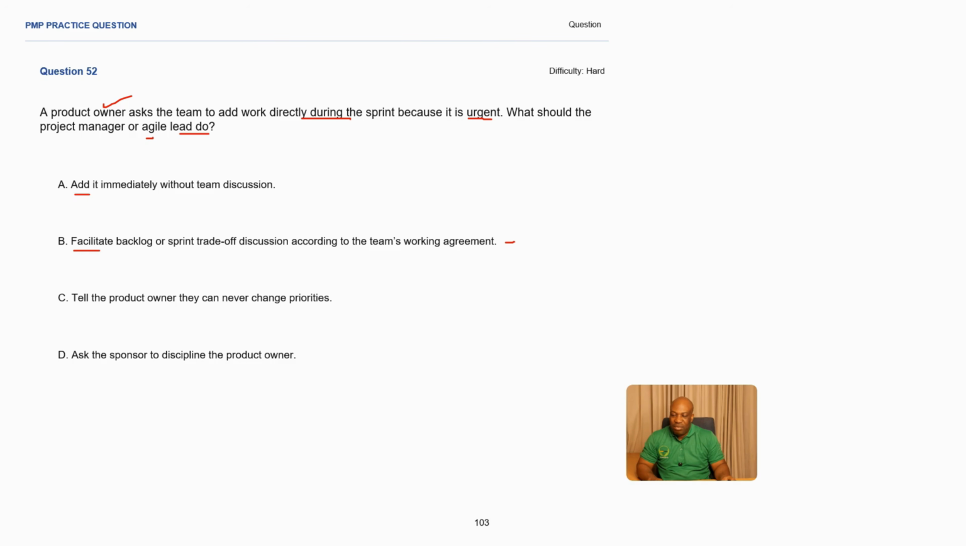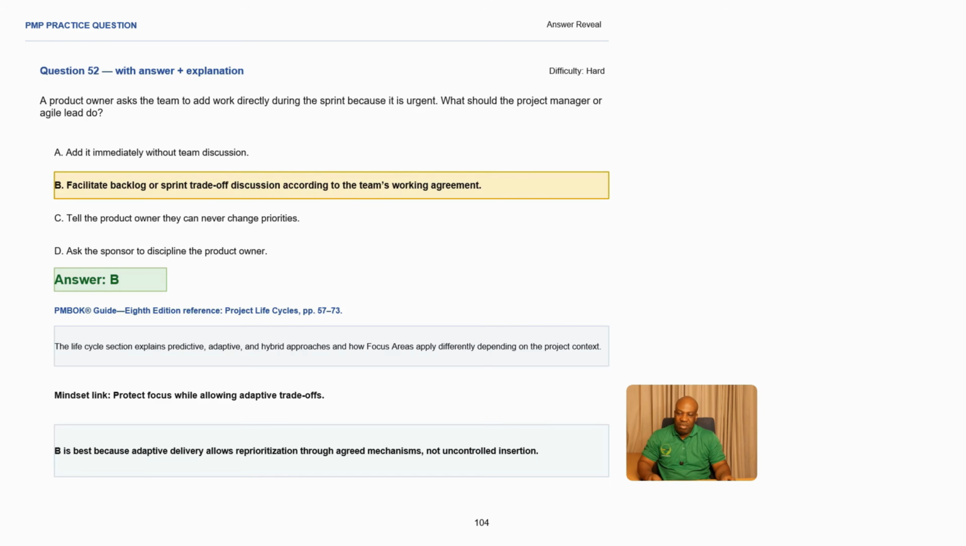Then C, tell the product owner they can never change, never reject anything. If you see words like never in any particular question, in most cases, it's not the correct answer. In most cases, but you need to read the question. All right. And then D, ask the sponsor to discipline the product owner. You don't report people, you don't try to fire or fix people, or even try to punish people in a project environment, making this one incorrect answer. So the best answer here is B, all right? We facilitate backlog, sprint trade-off discussions according to the team's working agreement, all right?